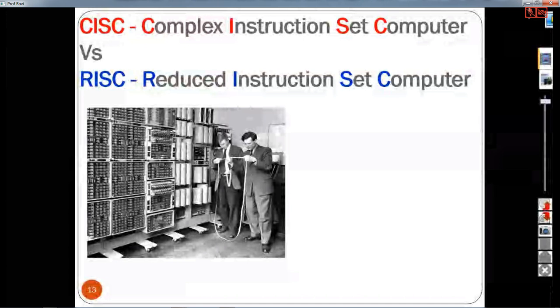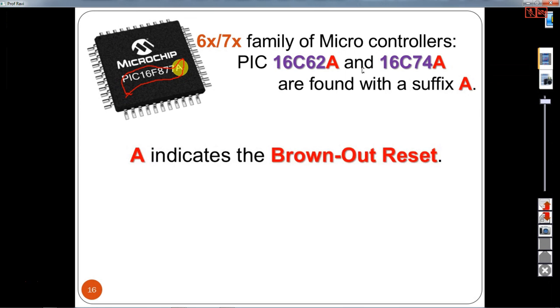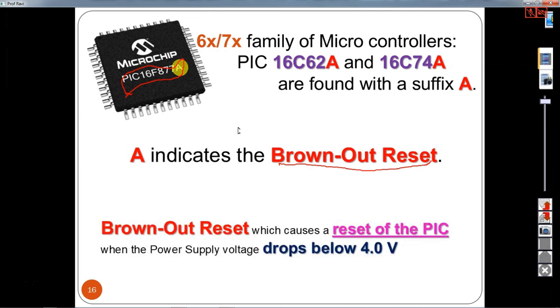So sometimes you try to find the PIC 16F87A. So this A is a suffix. The meaning of this A indicates it is brown out reset. So what do you mean by this brown out reset? The brown out reset causes reset of the PIC when the power supply voltage drops below 4 volts.